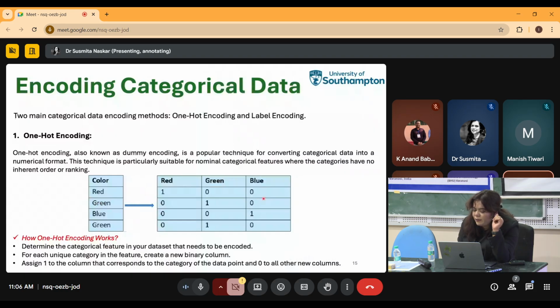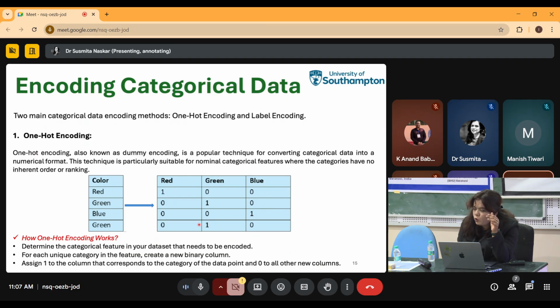So this avoids giving a category a fake ranking, right? And why do we do that? We do it because it works well with linear models, it works well with trees, it works well with neural nets. So that's when we do that. It keeps distances meaningful between categories and doesn't give any arbitrary number.